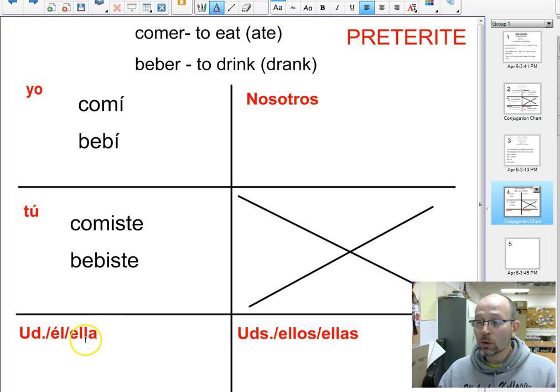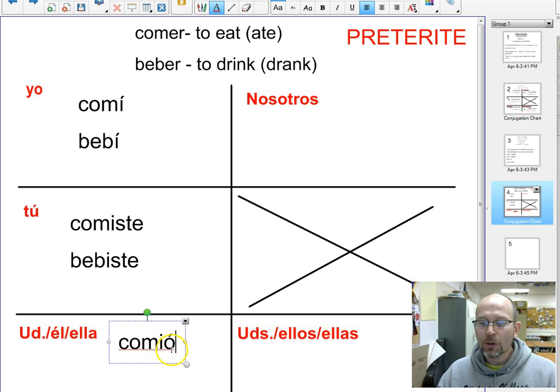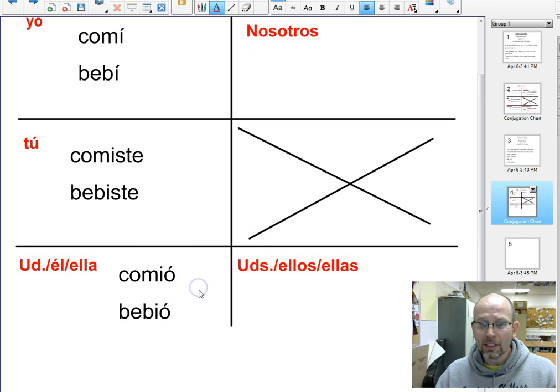How do you say he or she or you formal ate? You would say él, and let's do comer first. Comió. It sounds like a yo at the end, this I-O combination. Comió. He ate. And beber is going to be bebió. Él bebió. Él comió, or ella comió. Él bebió, or ella bebió. So I-O is our ending for él and ella.